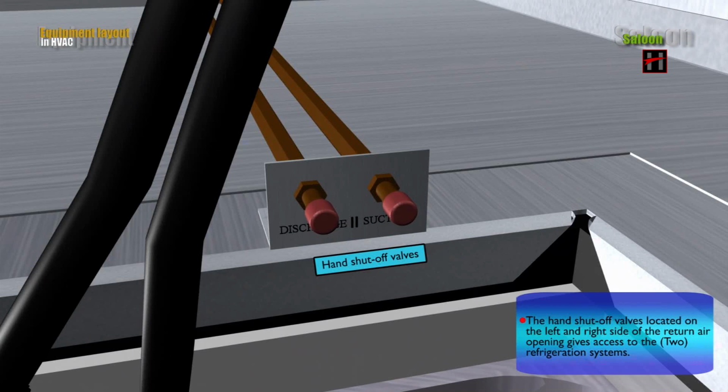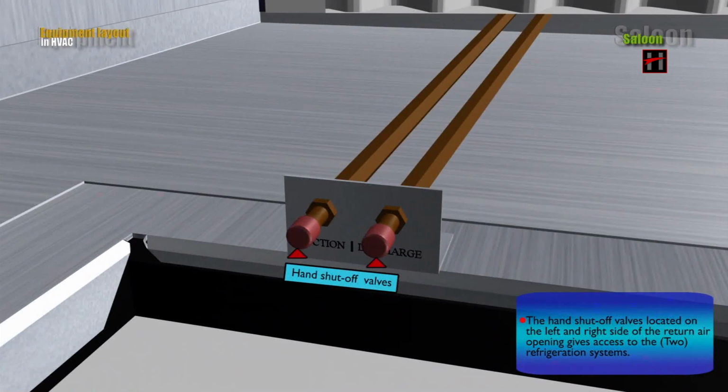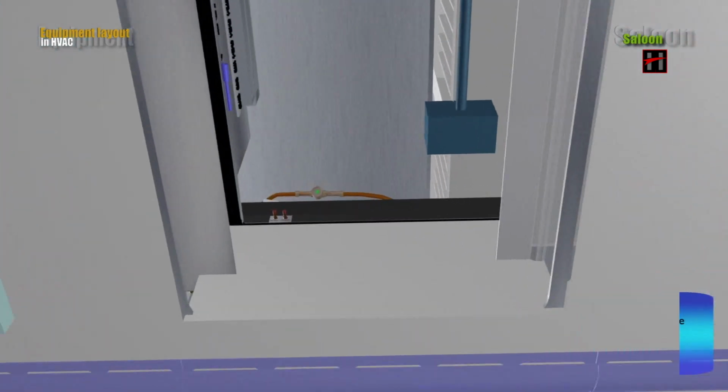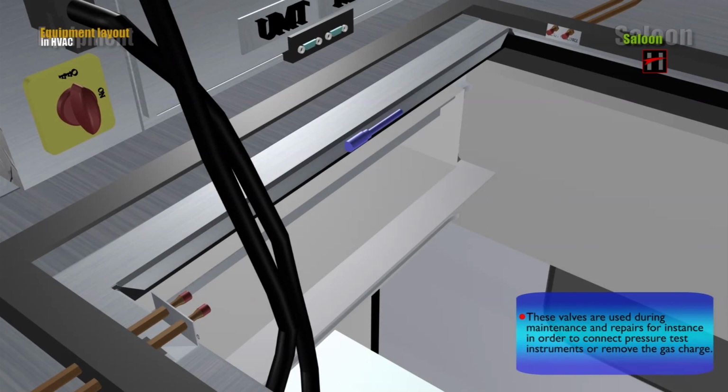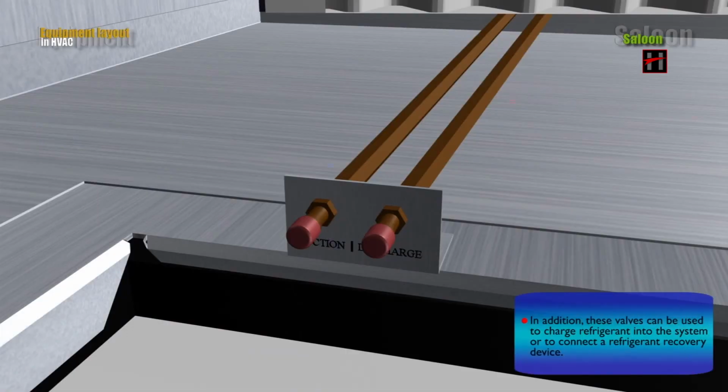The hand shutoff valves located on the left and the right side of the return air opening give access to the two refrigeration systems. They can be accessed from the passenger compartment after removing the hatch cover. These valves are used during maintenance and repairs, for instance, in order to connect pressure test instruments or remove the gas charge. In addition, these valves can be used to charge refrigerant into the system or to connect a refrigerant recovery device.